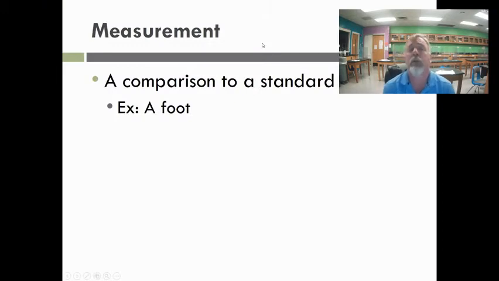So the first thing I want to start off with is, well, what's a measurement? A measurement is a comparison to a standard. And what do I mean by standard? This is something that everybody is going to recognize. A foot. We're all going to agree on the length of a foot, whether we're in Ohio or Kentucky or California or any place else in the world.